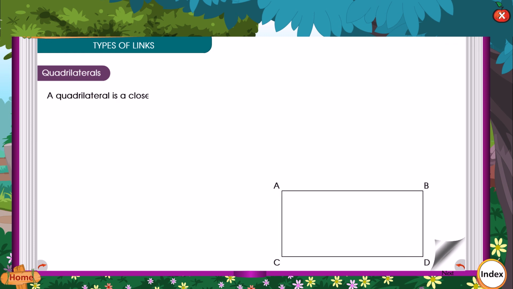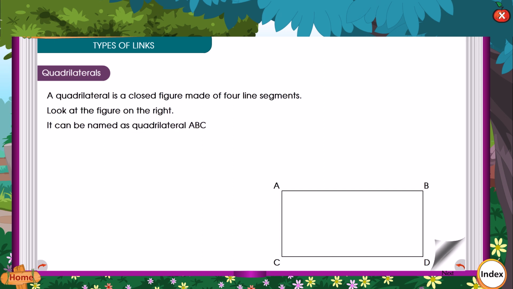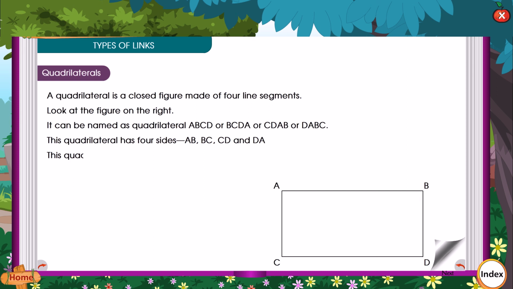Quadrilaterals. A quadrilateral is a closed figure made of 4 line segments. Look at the figure on the right. It can be named as quadrilateral ABCD or BCDA or CDAB or DABC. This quadrilateral has 4 sides AB, BC, CD and DA. This quadrilateral has 4 vertices A, B, C, D.